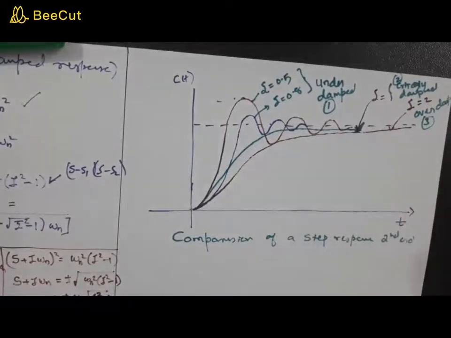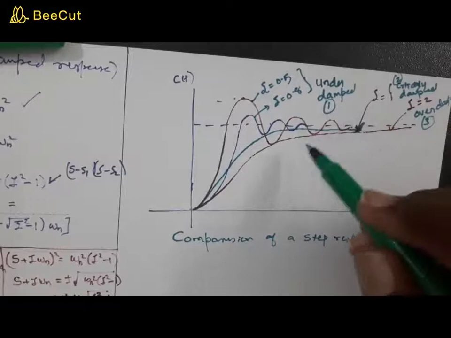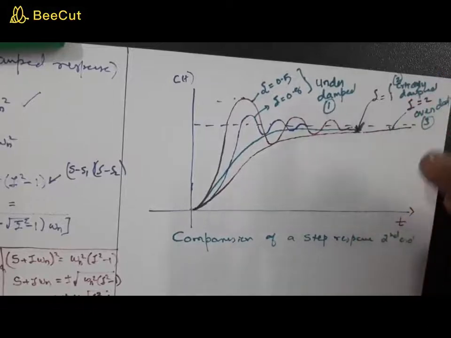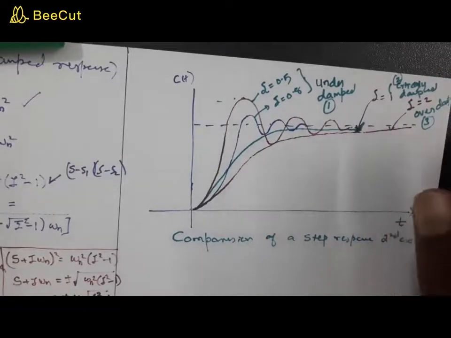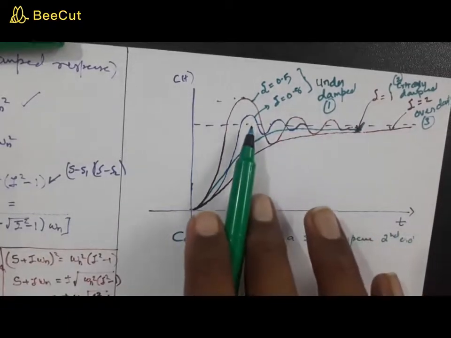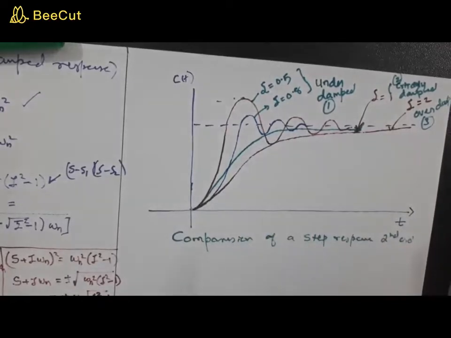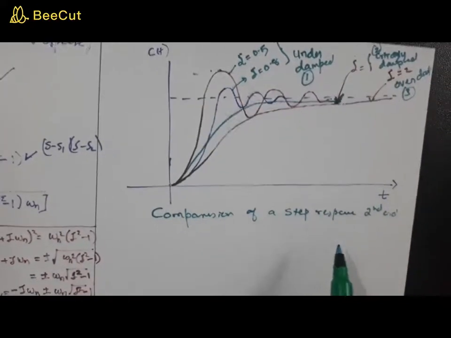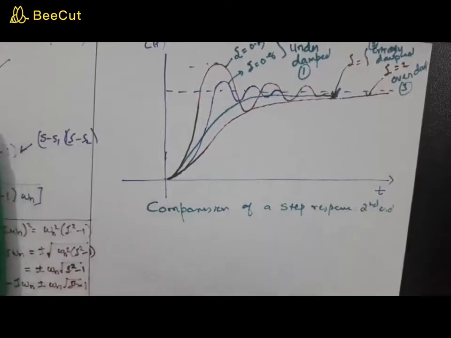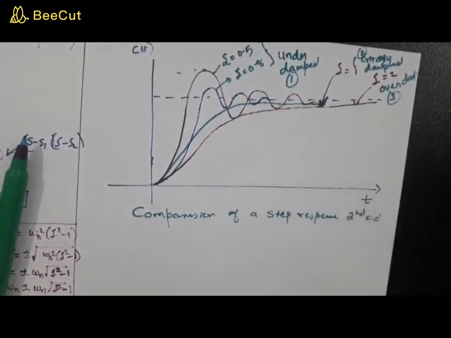So what is the demarcation between over damped and under damped, or oscillation and without oscillation? It is theta equal to 1. That is why theta equal to 1 is the demarcation point for the system to be either in the oscillation state or without oscillation. So this is the comparison of the step response of a second order system with respect to various values of theta. Hope you understood.